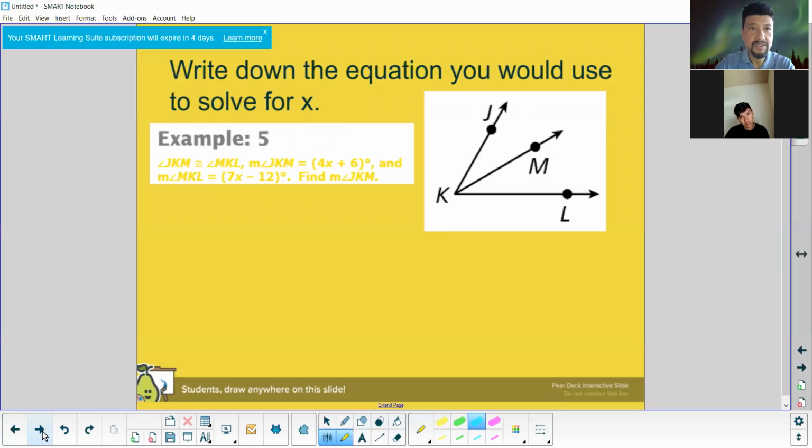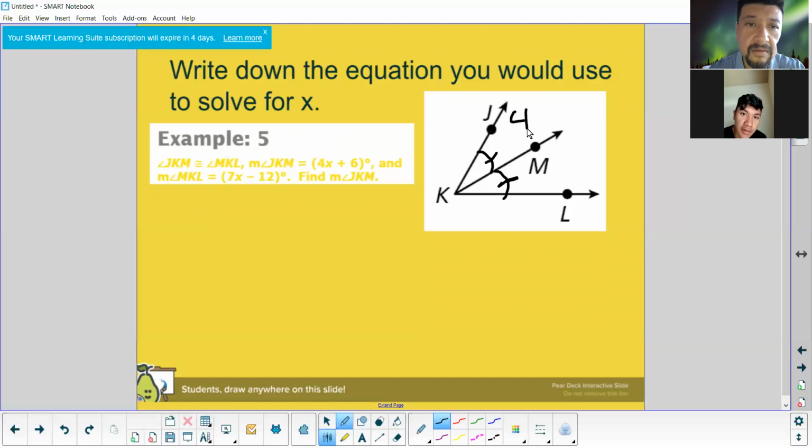All right, Marcus, why don't you go ahead and read this one out and tell me what to write down. Write down the equation you would use to solve for x. Angle JKM is congruent to angle MKL. The measure of JKM equals 4x plus 6, and the measure of MKL equals 7x minus 12. Find the measure of JKM. All right, so what would I do here, Marcus?